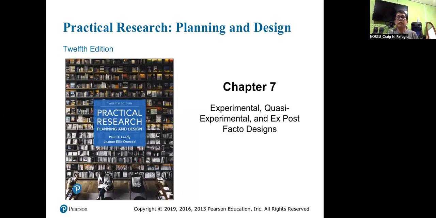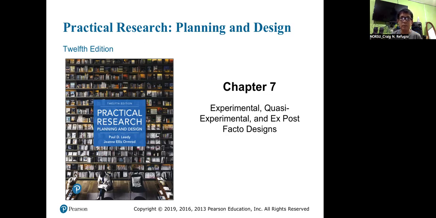Morning, everyone. I'll be talking about Chapter 7, Experimental, Quasi-Experimental and Ex-Post Facto Designs. In the previous video, I talked about the descriptive research design. So for now, we go to Chapter 7. I have mentioned this already as one of the things for quantitative research design, that this includes experimental, quasi-experimental, and ex post facto designs.